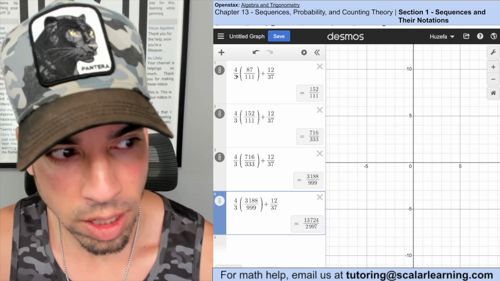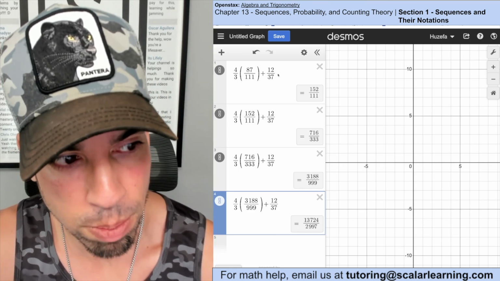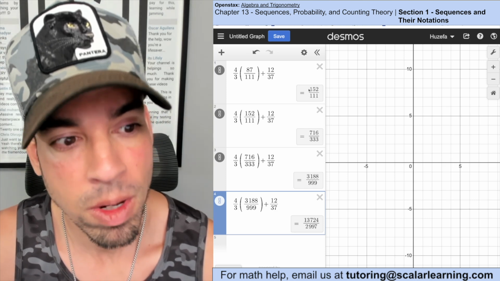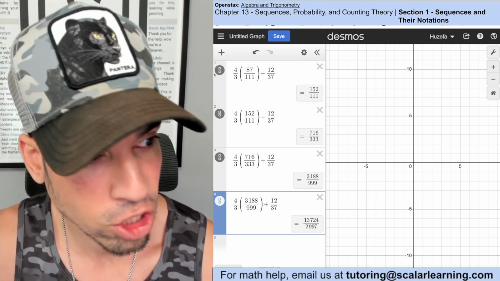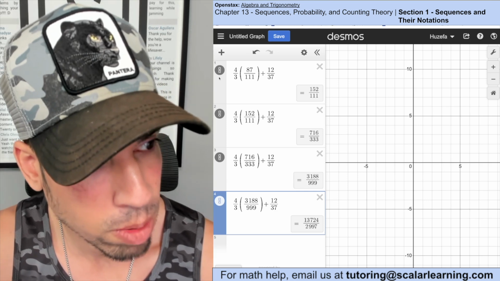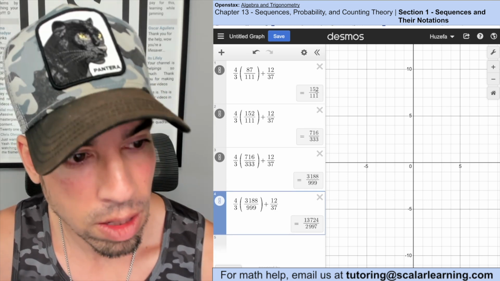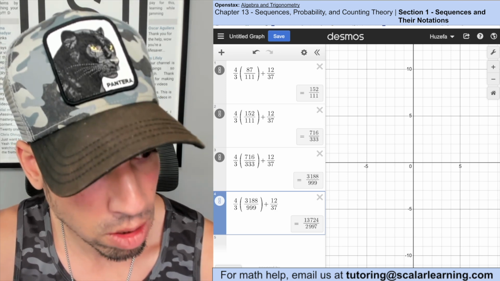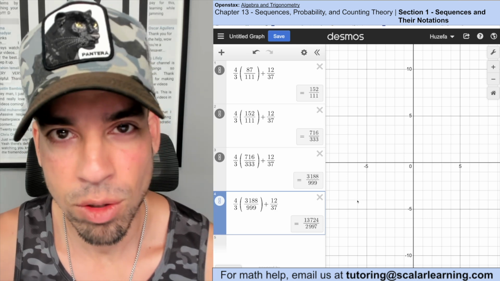So what I did here is I created that recursive formula, 4/3 times whatever the first term is plus 12 over 37 to get the second term. So the second term is 152 over 111. And the way I got it to display as a fraction in Desmos is I click this little button right here, right? If I unclick that, it shows it as a decimal. So there's the second term. Then I plugged in the second term to get the third term, plugged in the third term to get the fourth term to get the fifth term. And that's how you do it.